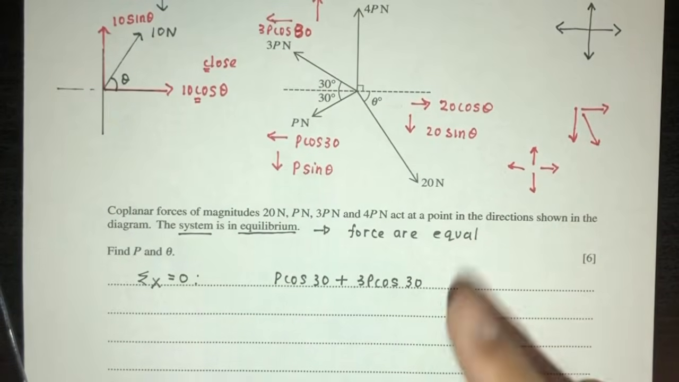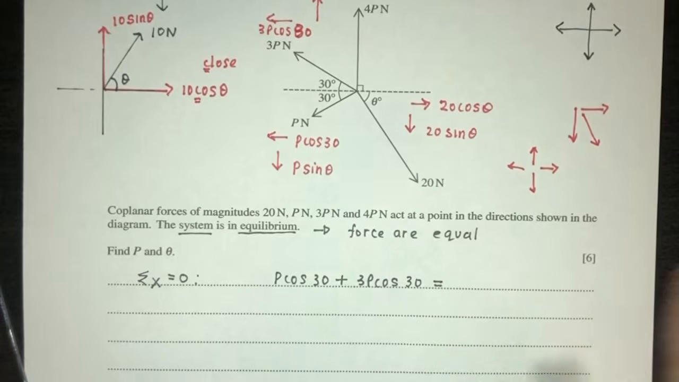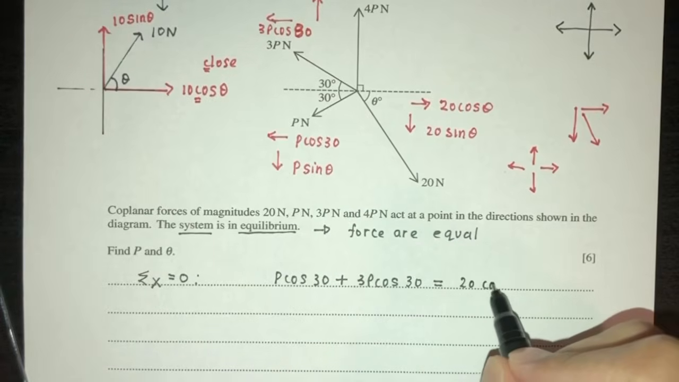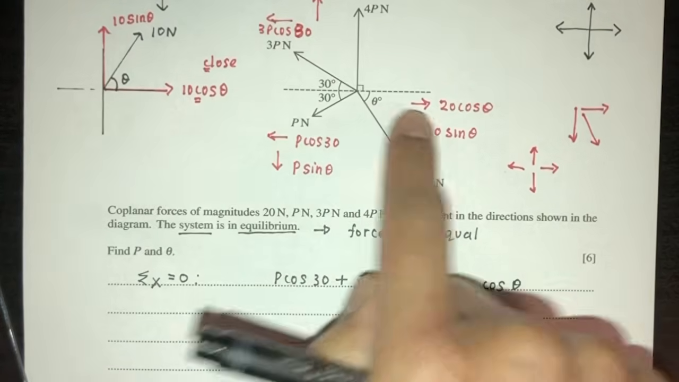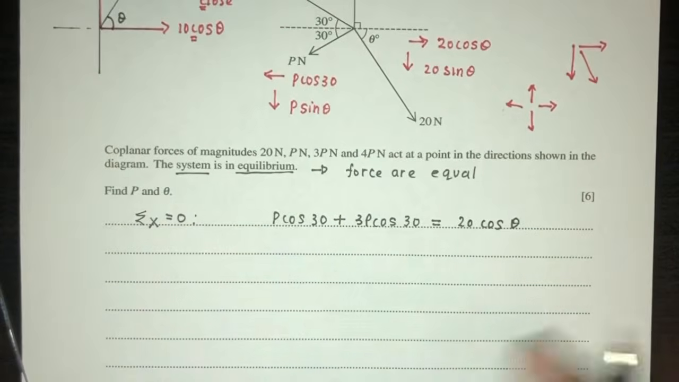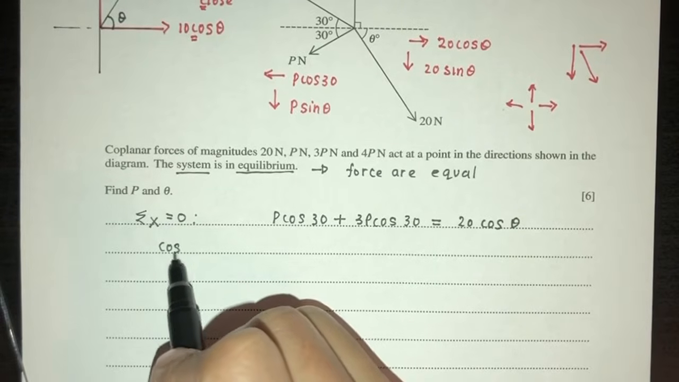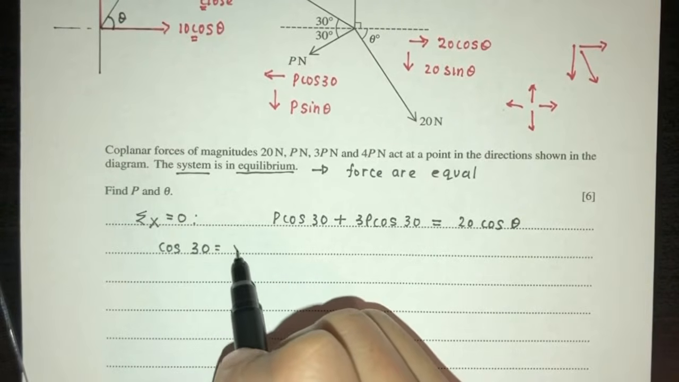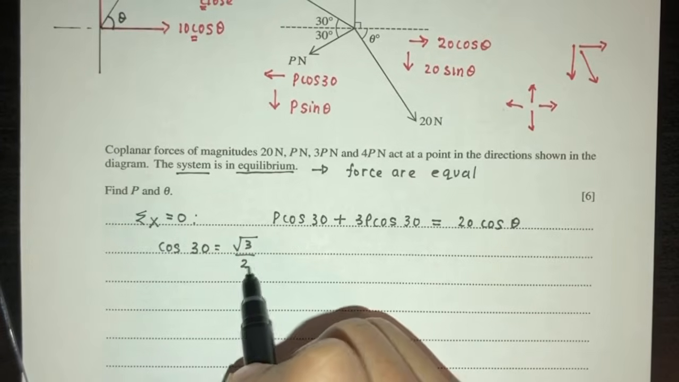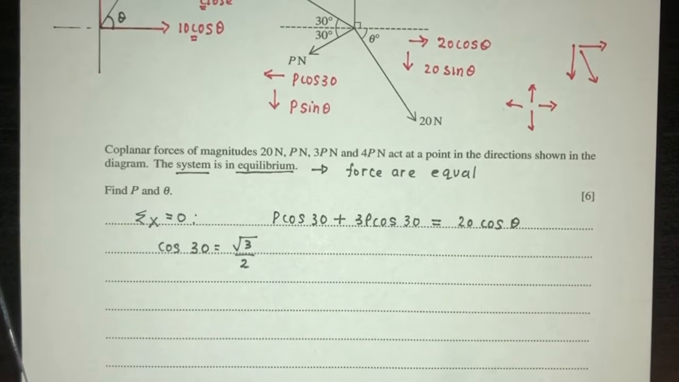And how about this direction? It is equal to this direction, which is 20 cos of theta. That is the only thing we have in this direction. Now we have an equation. Let's try to simplify it. So what is cos of 30? Cos of 30 is equal to root 3 over 2. You can verify this on your calculator as well. You will find the same value.